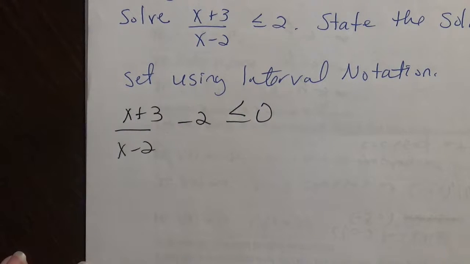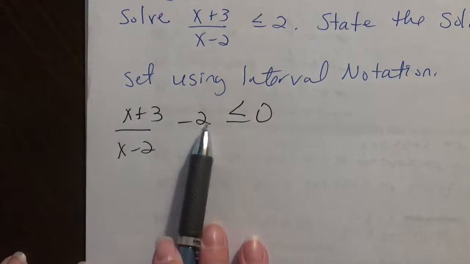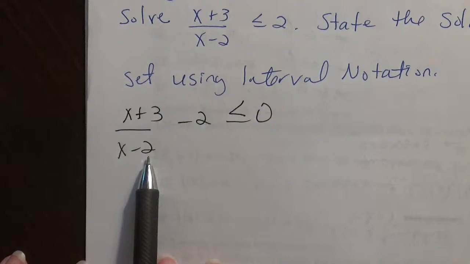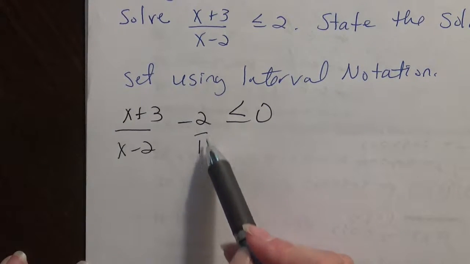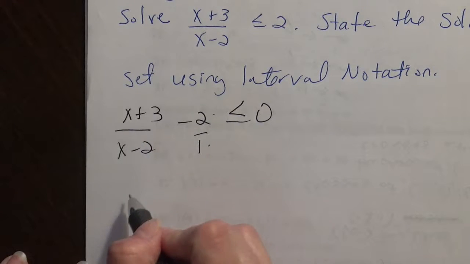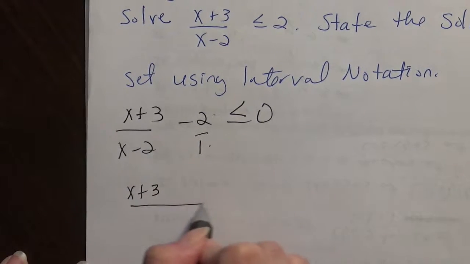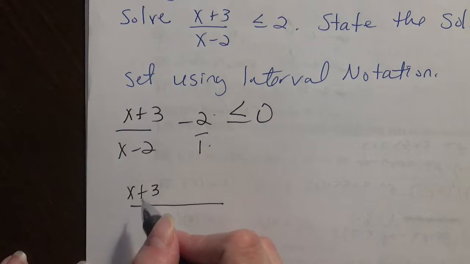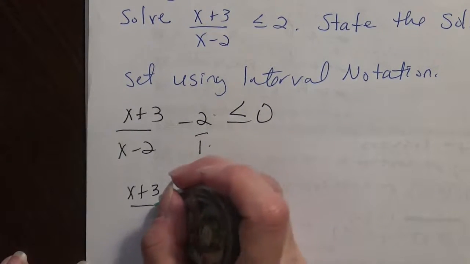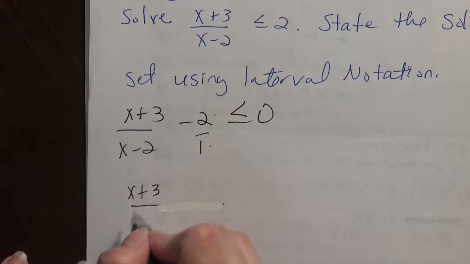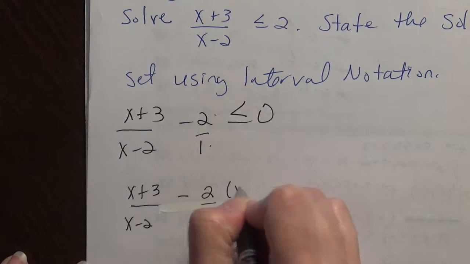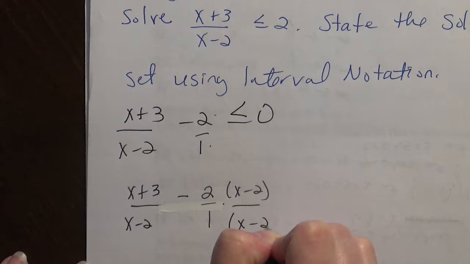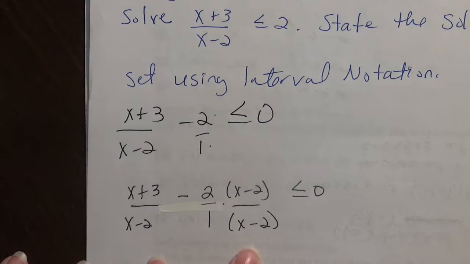In order to find the zeros and the asymptotes that we need, we've got to put this together into a common fraction. How do we do that? Well, we need a common denominator. Right now this is over 1. We need to multiply the top and the bottom of this one by x minus 2. So I've got x plus 3 over x minus 2 minus 2 over 1 times x minus 2 over x minus 2. They have the common denominator of x minus 2, so now they can be put together.